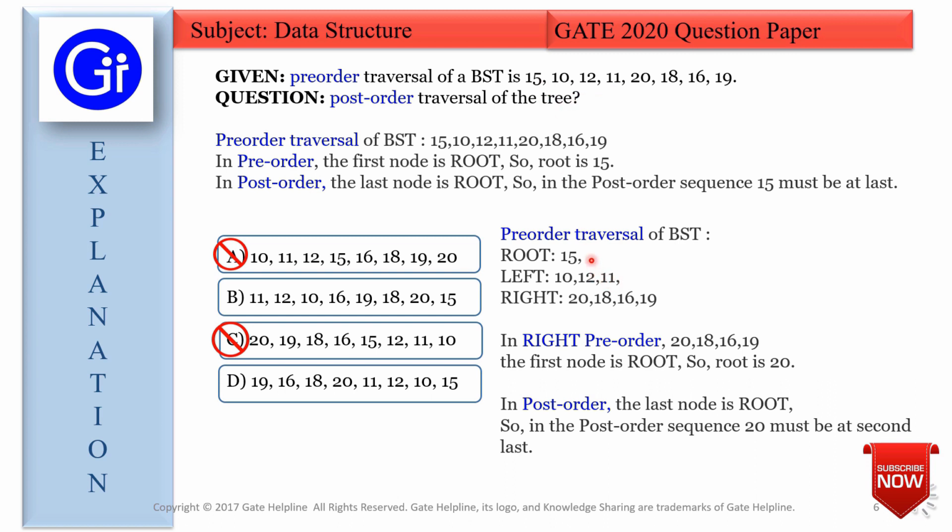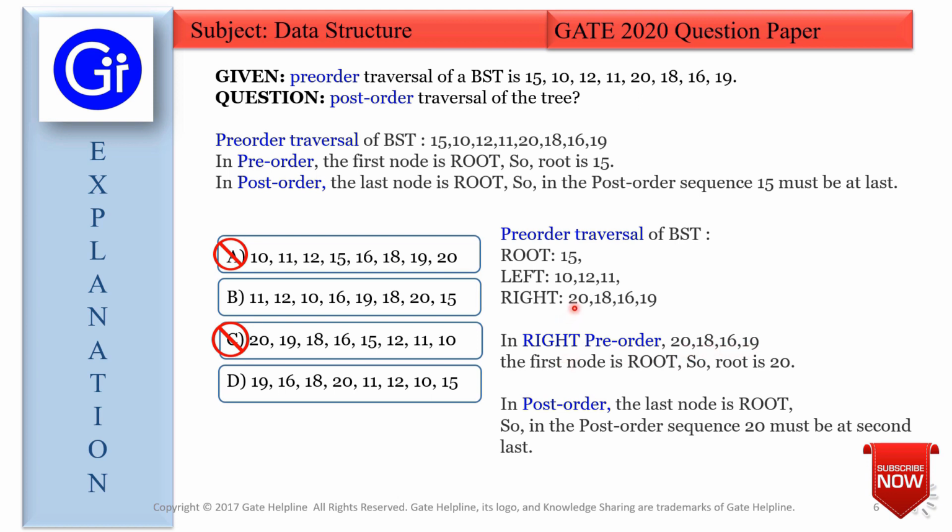Then in a BST, the things which are greater than 15 will go to right. So next we have 20. 20 is greater than 15, so it will go right. Then 18, 16, 19 are all more than 15, so they all will go into the right subtree. Here in post-order traversal, we again need to consider the right subtree, because the left subtree will be on the left-hand side and the right subtree will follow. In the right subtree pre-order we have 20, 18, 16 and 19.